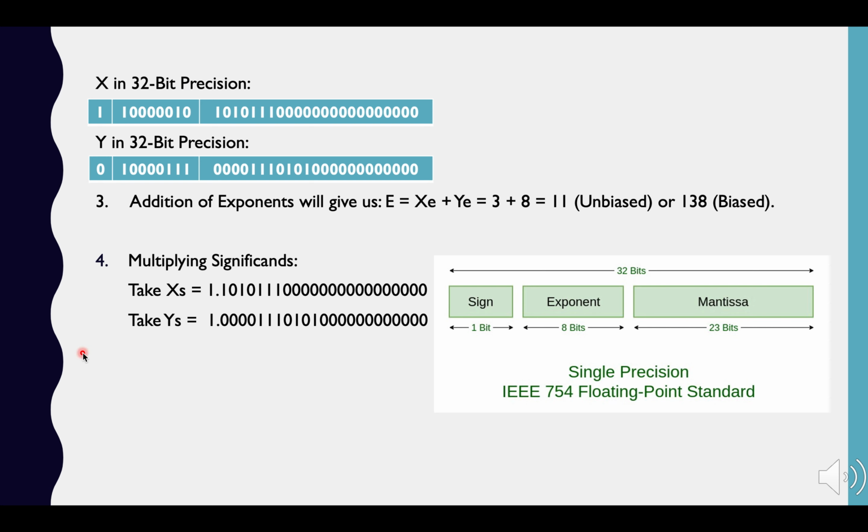As we've seen earlier in the decimal multiplication, we have x times y is equal to x_s times y_s times 2 to the power e. In this case, we use 2 to the power e instead of 10 to the power e since we are multiplying binary numbers.